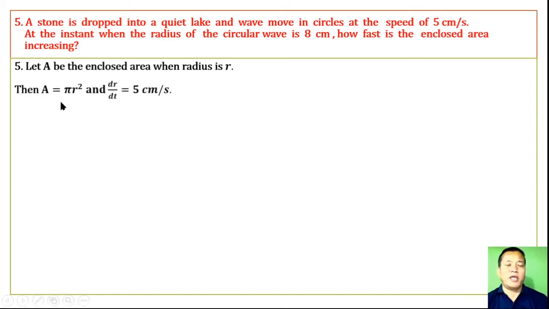Then A, area of the enclosed circle, the circular section, is equal to pi r square, and dr by dt.